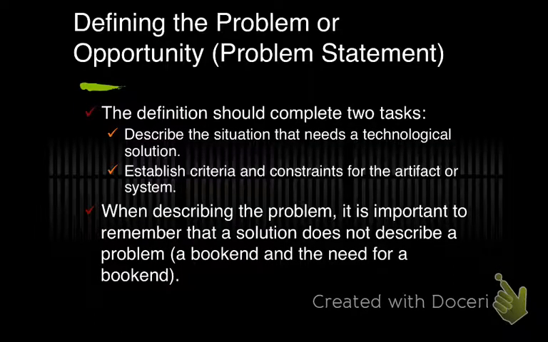Now, defining the problem or opportunity. We've been talking about the problem. Everything comes from a problem or comes from an opportunity. Now, a problem statement defines two things. It tells us what's needed, which is basically our problem, and what it's basically made from: criteria and constraints, the limits that we're limited to.